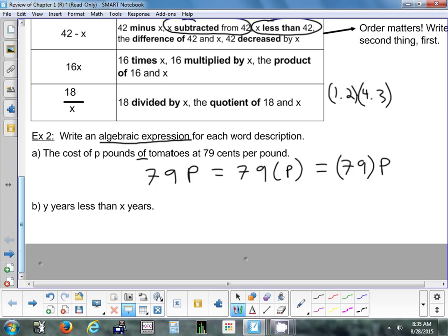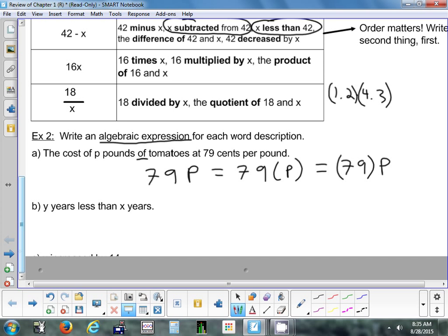Y years less than X years. Mr. Hager, this one is a tough one. And if you get confused by the word years, just pretend it says Y less than X, whether we're talking about years, tomatoes, whatever. Y less than X. I think we did an example, 3 less than 10. That's the one I gave you earlier. Has anybody we haven't heard from yet think they might know this? X minus Y. Everybody agree?